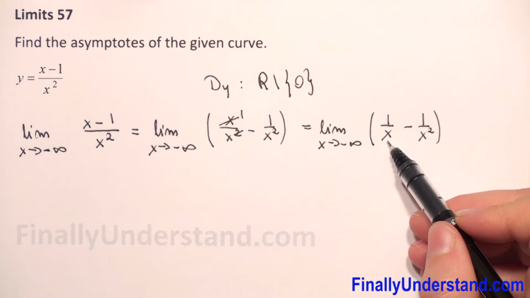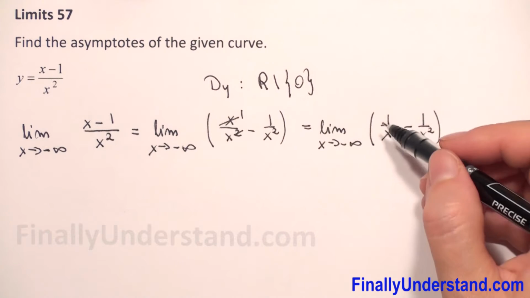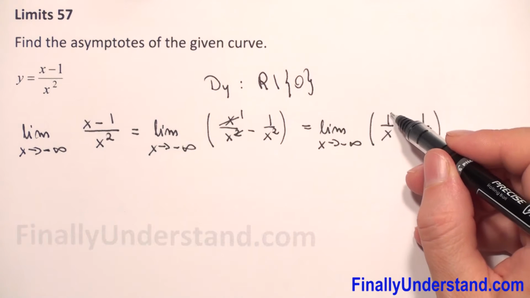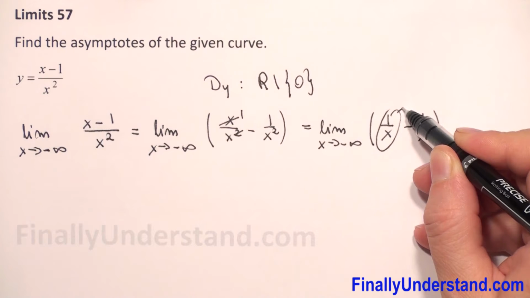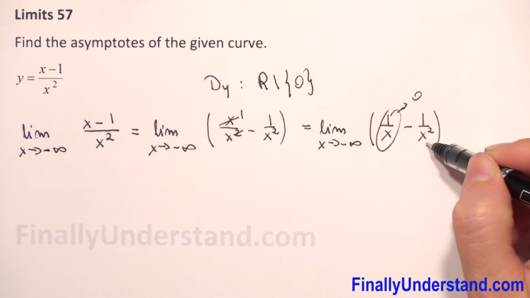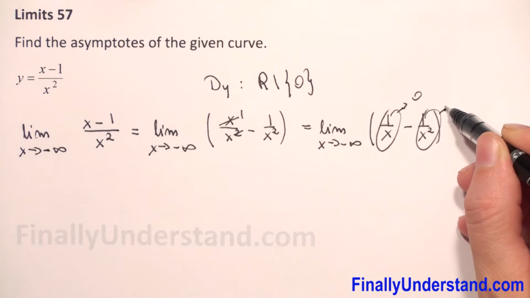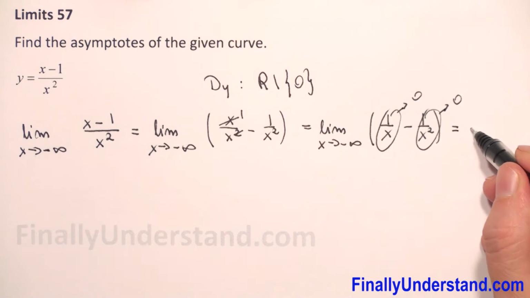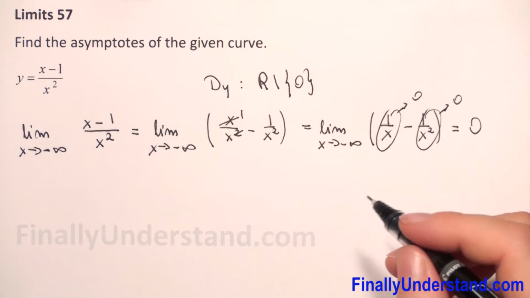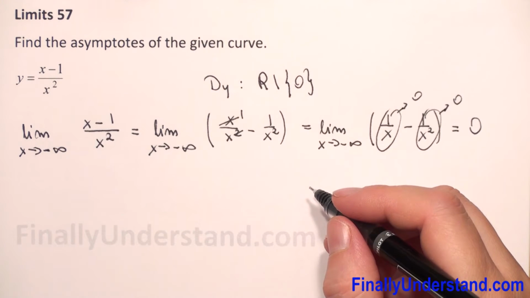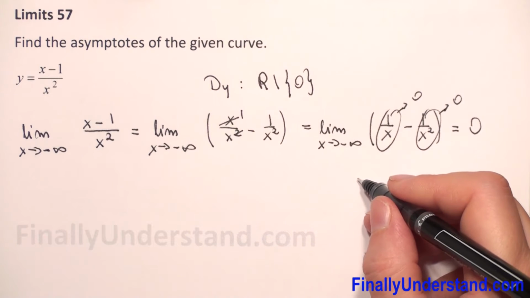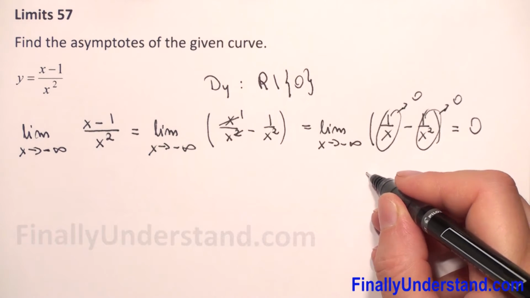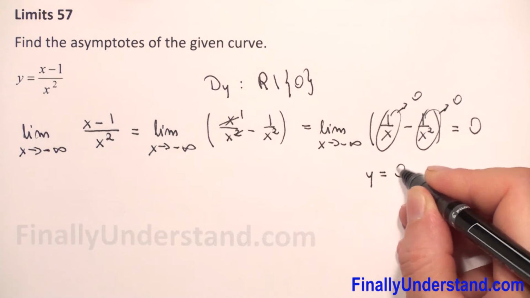Because the denominator is going to negative infinity, 1 over negative infinity is going to 0. 1 over positive infinity, a very large number, is going to 0. So our limit is equal to 0. It means we have a horizontal asymptote on the left side, y equals 0.